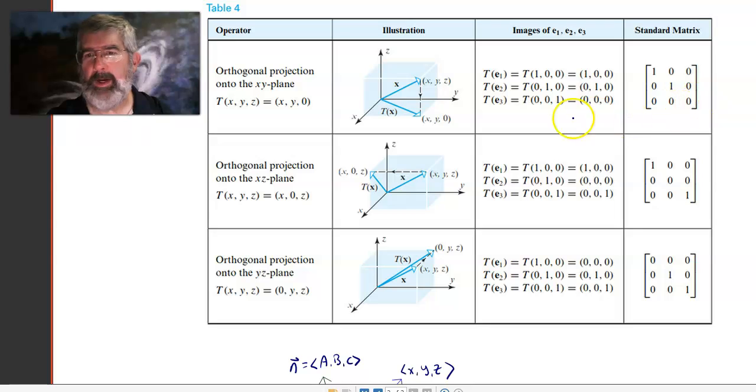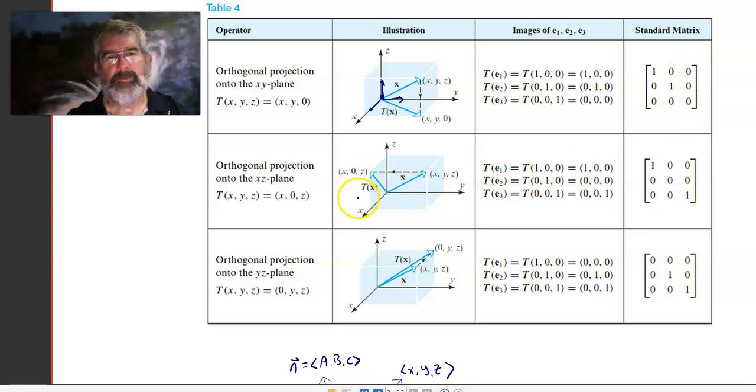Or you could think column-wise. You could say, where does 1, 0, 0 go? Well, it's in the xy plane, so it goes to 1, 0, 0. Likewise, 0, 1, 0 is also in the xy plane, so it stays put. It goes to 0, 1, 0. 0, 0, 1, on the other hand, is pointing up here, and when you project it straight down, you get to the origin, so that goes to 0, 0, 0, and that's the third column.